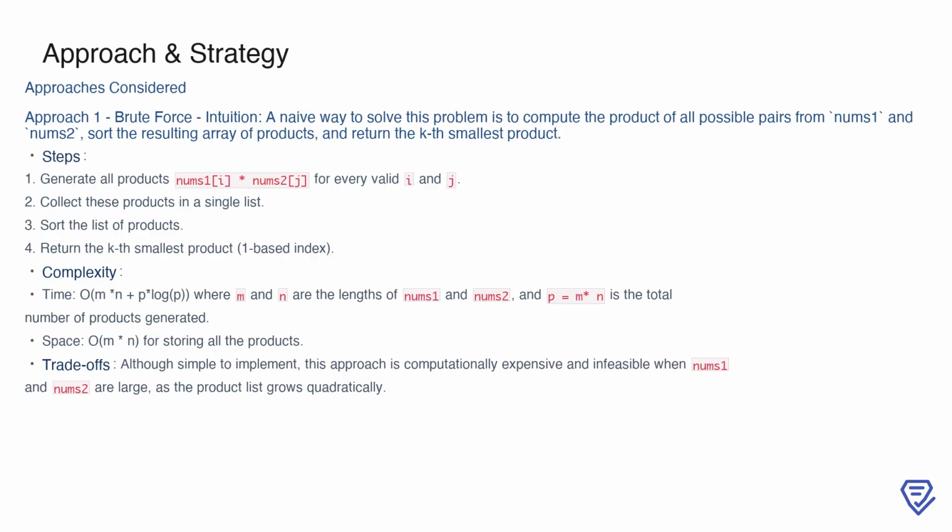Additionally, this approach requires m*n space to store all the products. The trade-off here is clear: while the method is simple, it quickly becomes infeasible for large input sizes due to its quadratic growth in both time and space complexity.